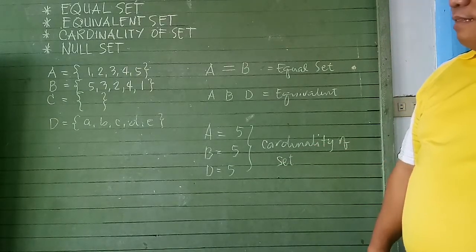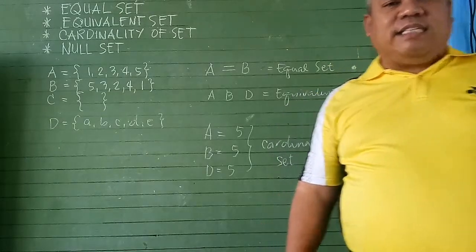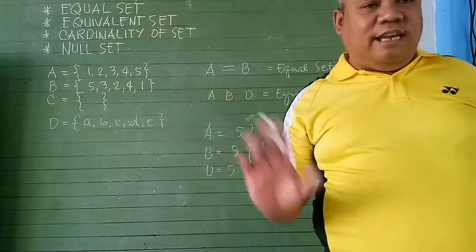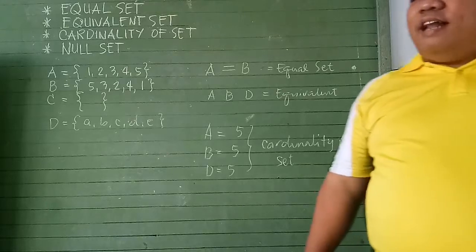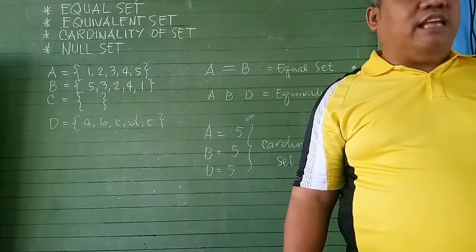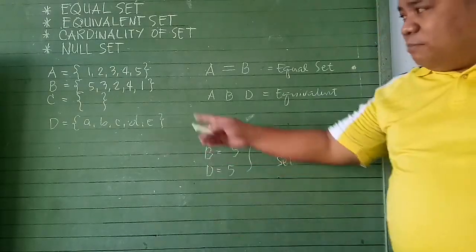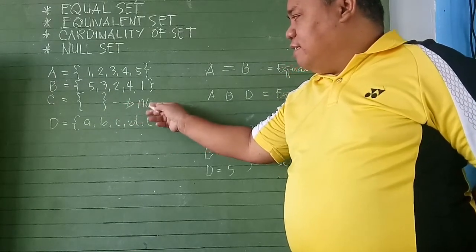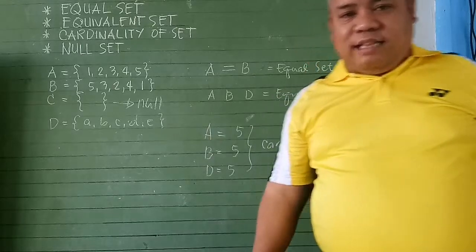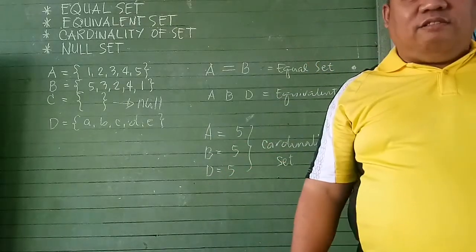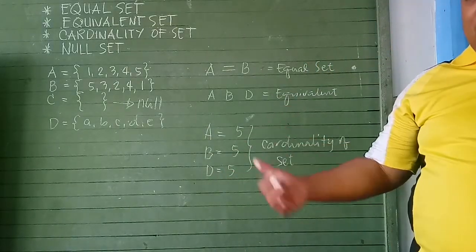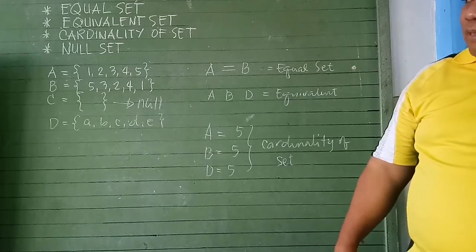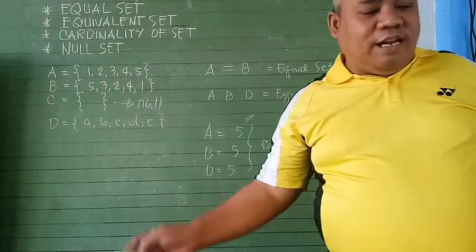What about null set? Null set actually is an empty set. It's synonymous. When you say null set, these are sets that do not contain any elements. Like for example, letter C here is a null set because it is a set that contains nothing or a set that doesn't have any elements. Okay?